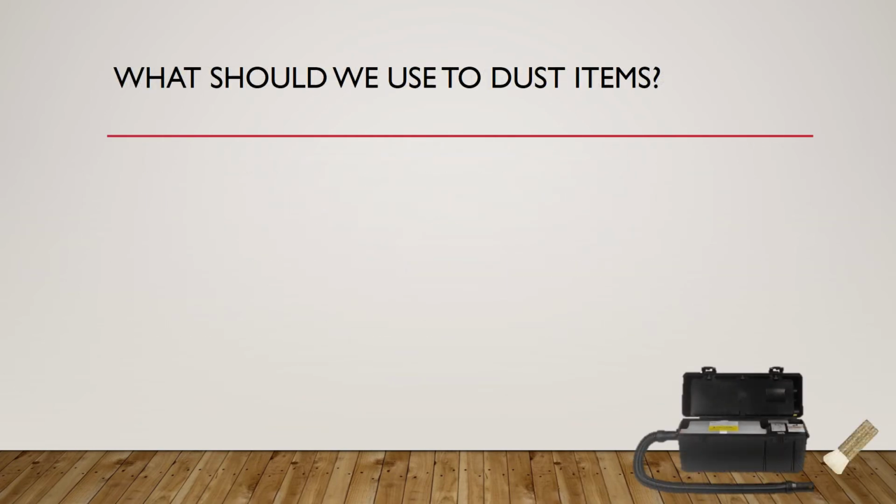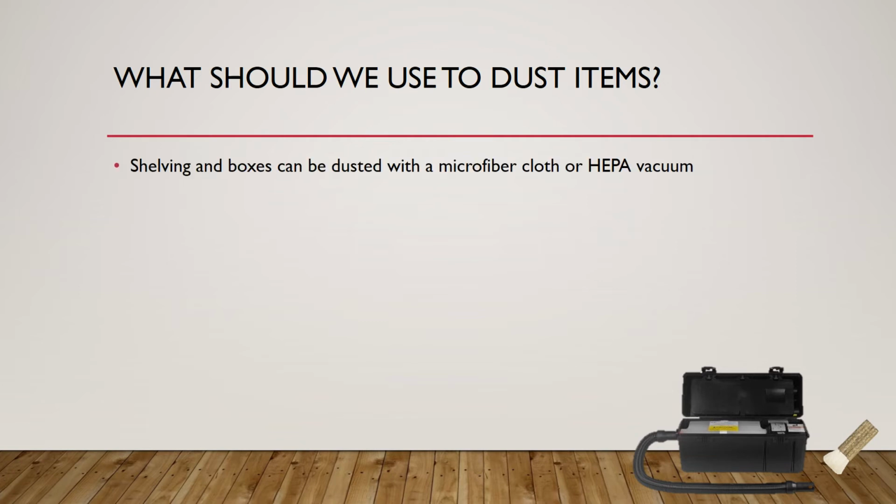When it's time to dust, not all tools were created equally. Shelving and storage boxes can be dusted with a clean microfiber cloth or a HEPA vacuum. HEPA vacuums can trap very small particles and will keep that dust from recirculating. Exteriors of bound materials in good condition can be dusted with a clean dust cloth. A microfiber should not be used, since its rough surface, while being good at collecting dust, could cause damage to the surface of the volume.